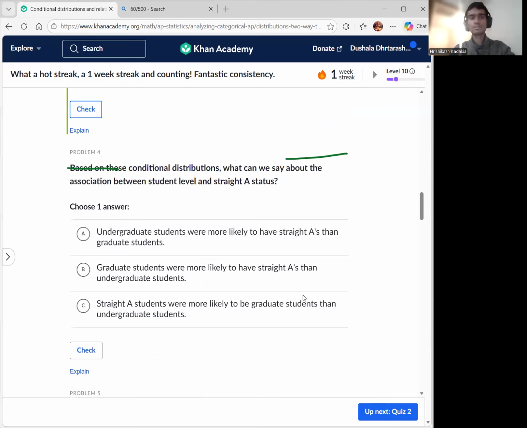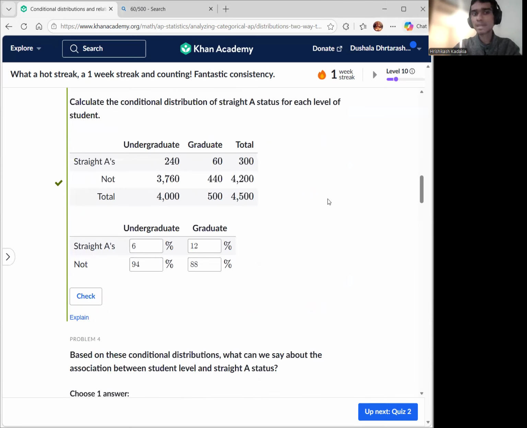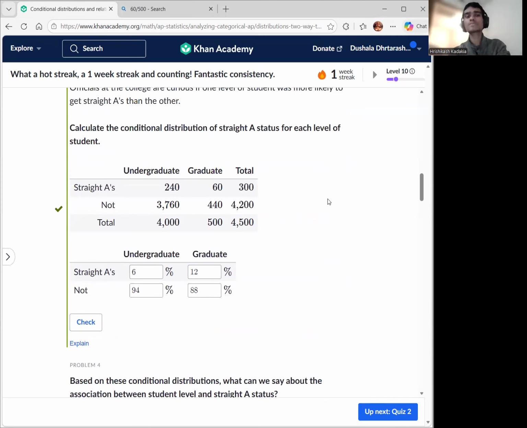Okay. So looking at these conditional distributions, what can we say about the association between student level and the straight A status? Here we can conclude that graduate students are more likely to get A's. We are getting the straight A statuses for each level of students: out of undergraduates, how many get A? Out of graduates, how many get A? We are not saying how many of the straight A's are undergraduate or graduate. We're just saying how many out of undergraduates are straight A's. That way we want to model it.